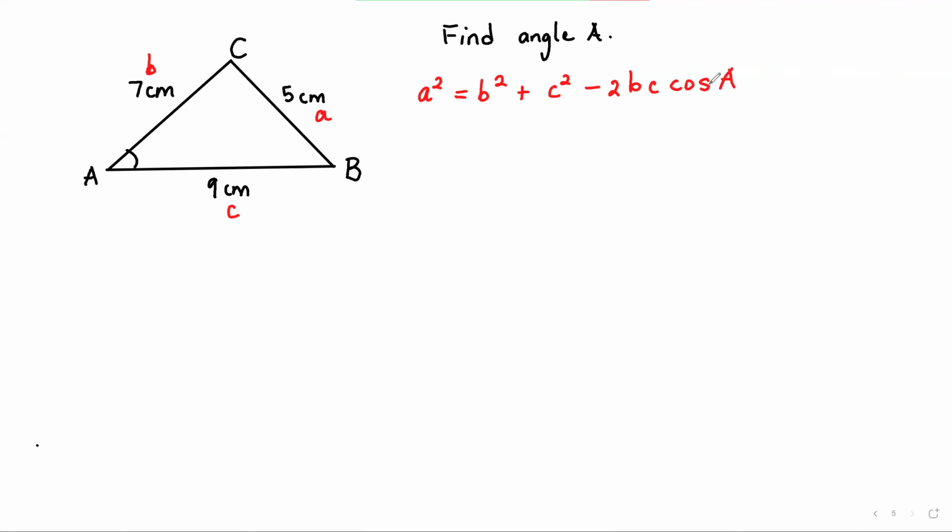All right, so let's go. We're going to substitute our values. A squared is, Jenny, what's A? Which side is A? 5 centimeters. Right. So A squared will be 5 squared, and then B squared plus C squared will be what?